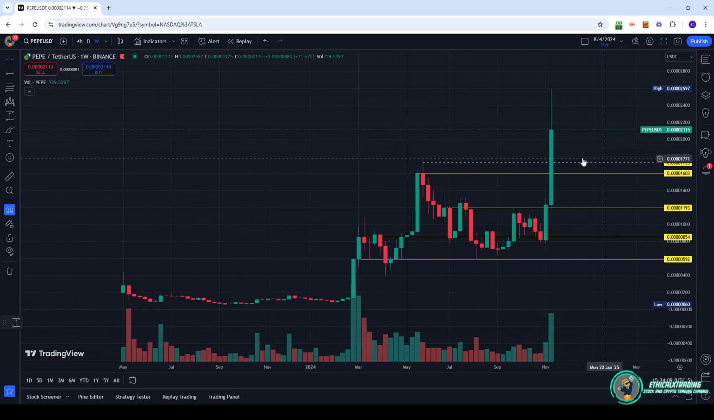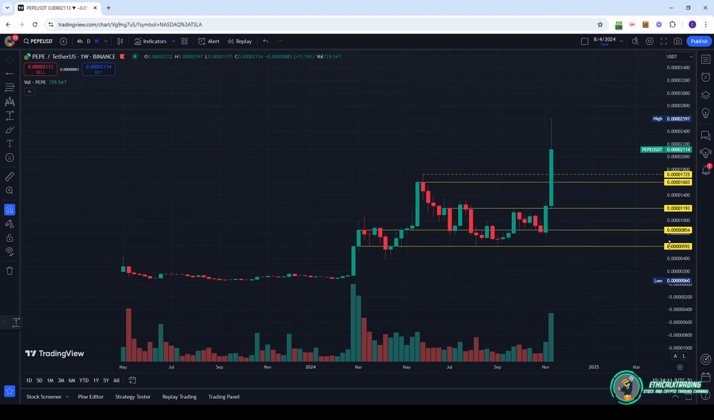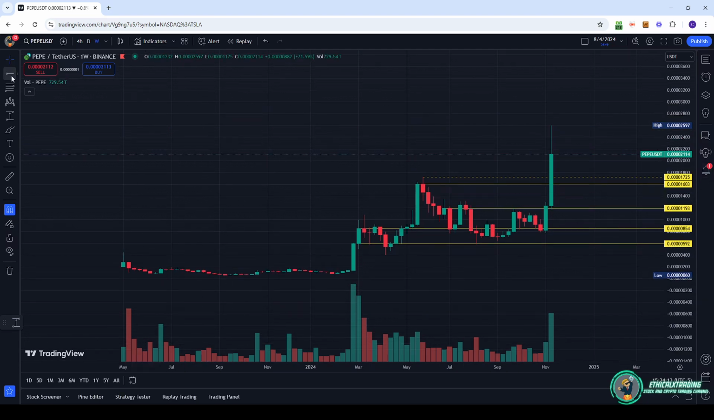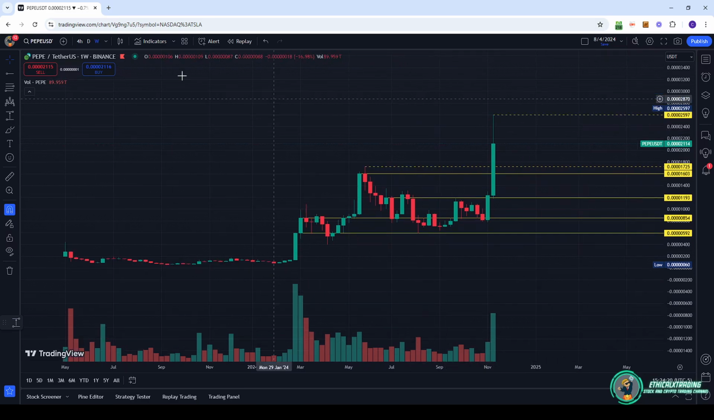This is a meme coin. People are going to take profits early on. It's just the nature of it. But same thing here, I'm going to go ahead and mark a minor resistance here, and it's there.